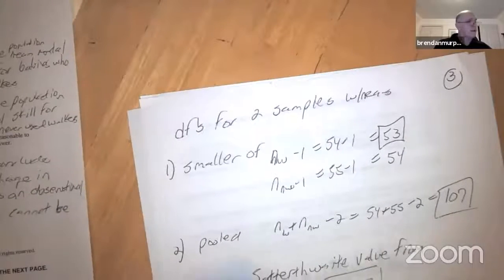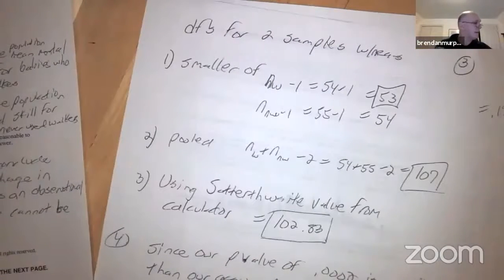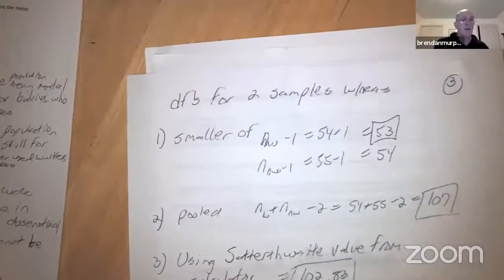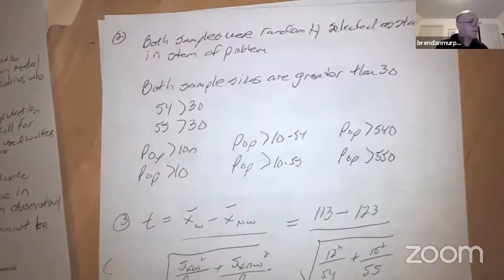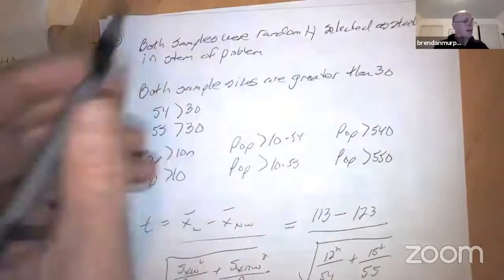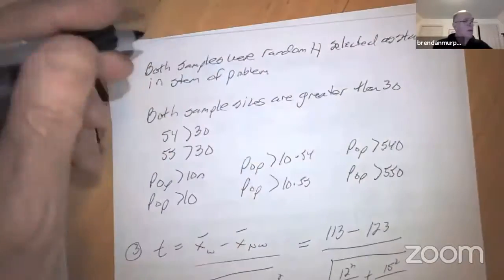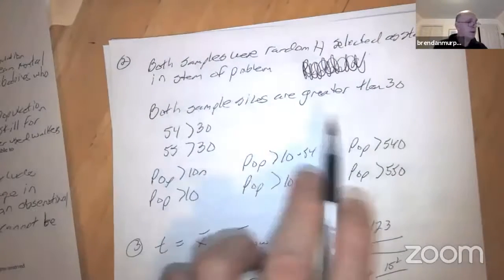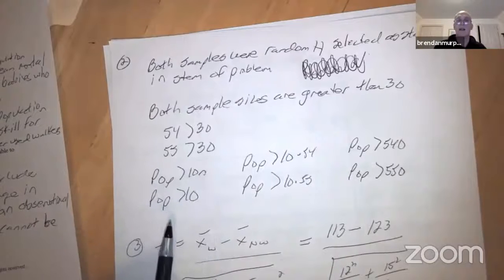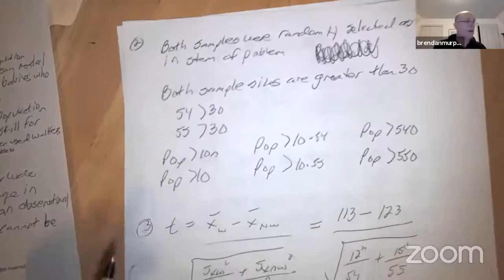Okay, so the first thing I need to think about is my degrees of freedom. Sorry, I'm on the wrong page. Let's do our conditions. Both samples were randomly selected as stated in the stem of the problem. Okay, that's good. We don't want just "random" and a check. That's not checking the conditions, that's putting a check mark. So just say that in words, and that's pretty important here. Both sample sizes are greater than 30, 54 greater than 30, 55 greater than 30. That's good. I'm feeling pretty comfortable about that.